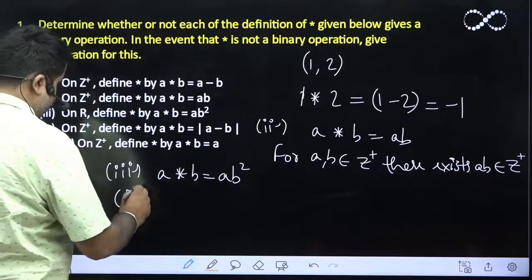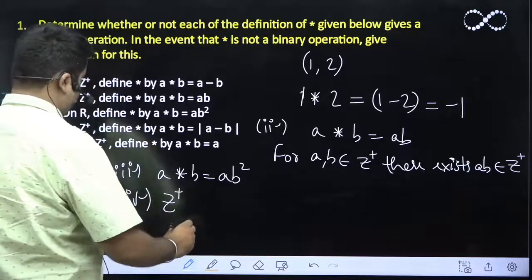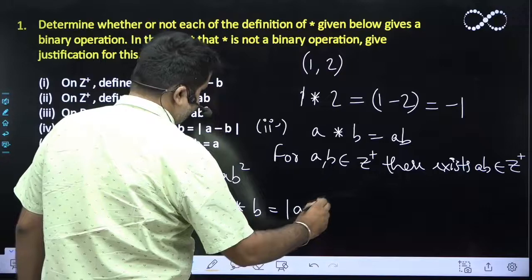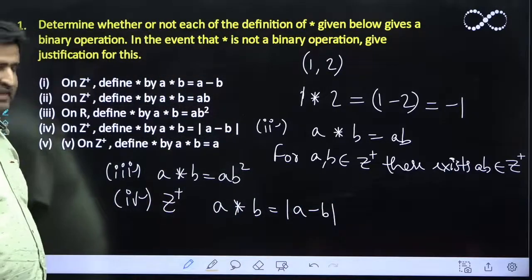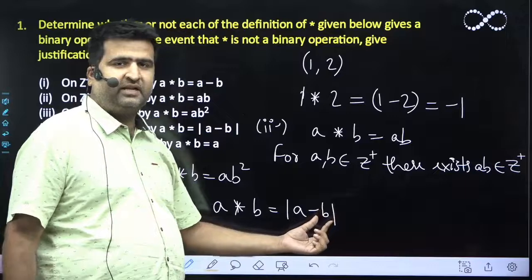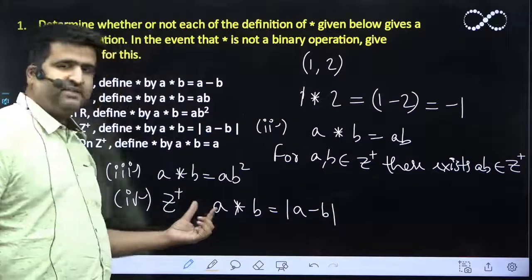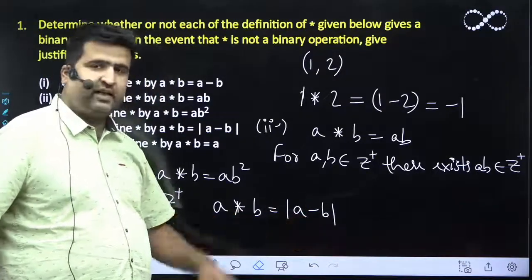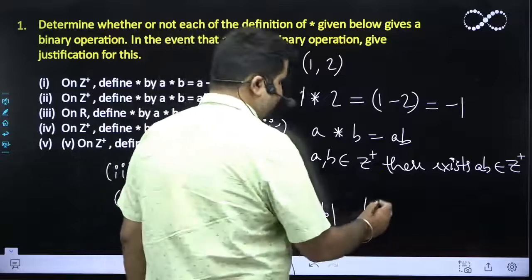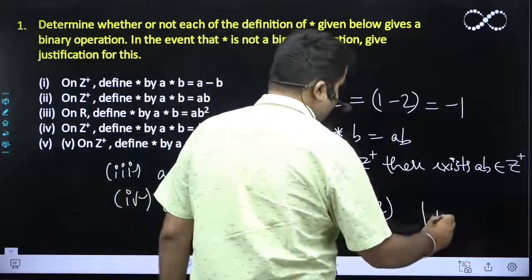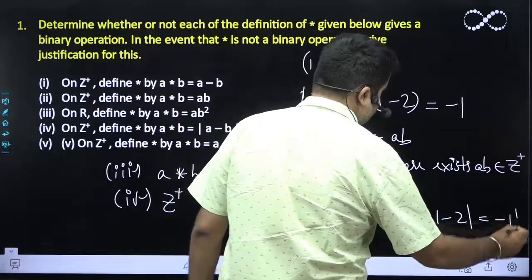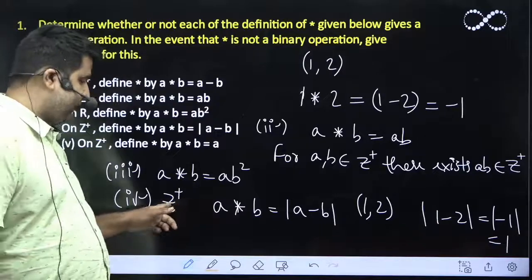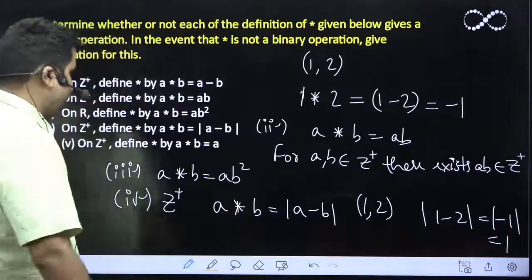Similarly for Z plus, A star B is equal to mod of A minus B. Now in this case, we have mod of A minus B. Now if both numbers belong in Z plus, even if we have B greater than A, let's suppose we take an example 1, 2. Now what is 1 minus 2? This is equal to minus 1, but the modulus will come out to be 1. So this will also lie in Z plus. So therefore this is also a binary operation.